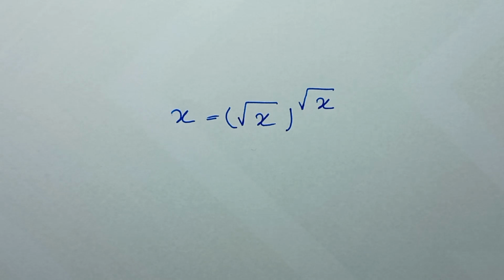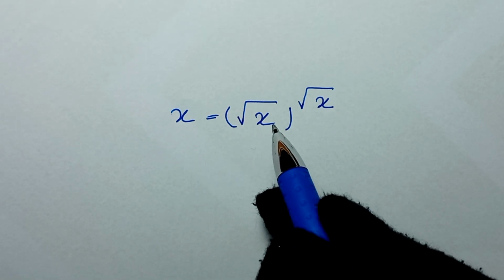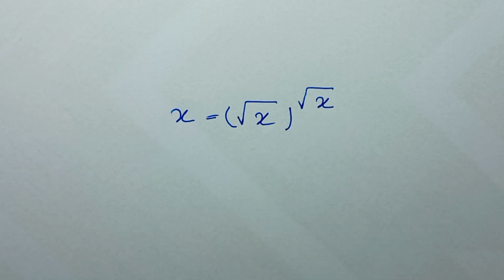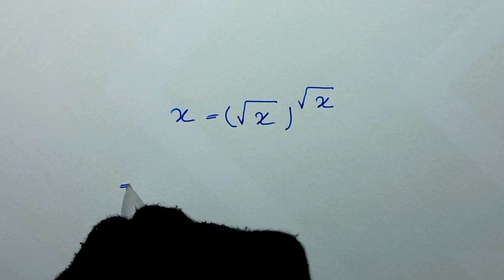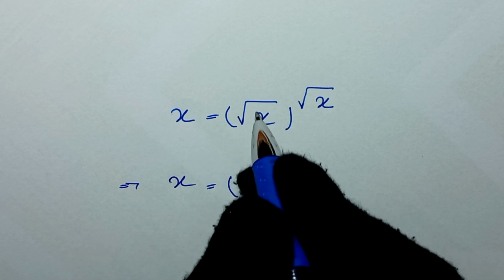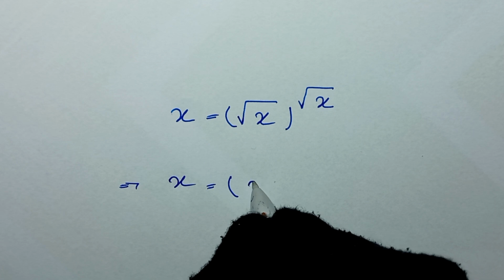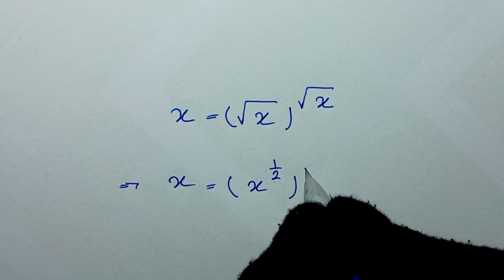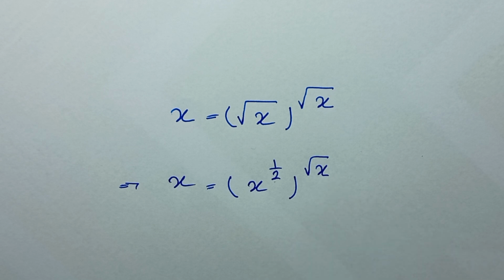Hello my friends, welcome to solve this math problem, which is x is equal to square root of x to the power of square root of x, to find the values of x. In the first step, we write x is equal to, and here we write this square root of x as x to the power of 1 over 2, and to the power of square root of x.